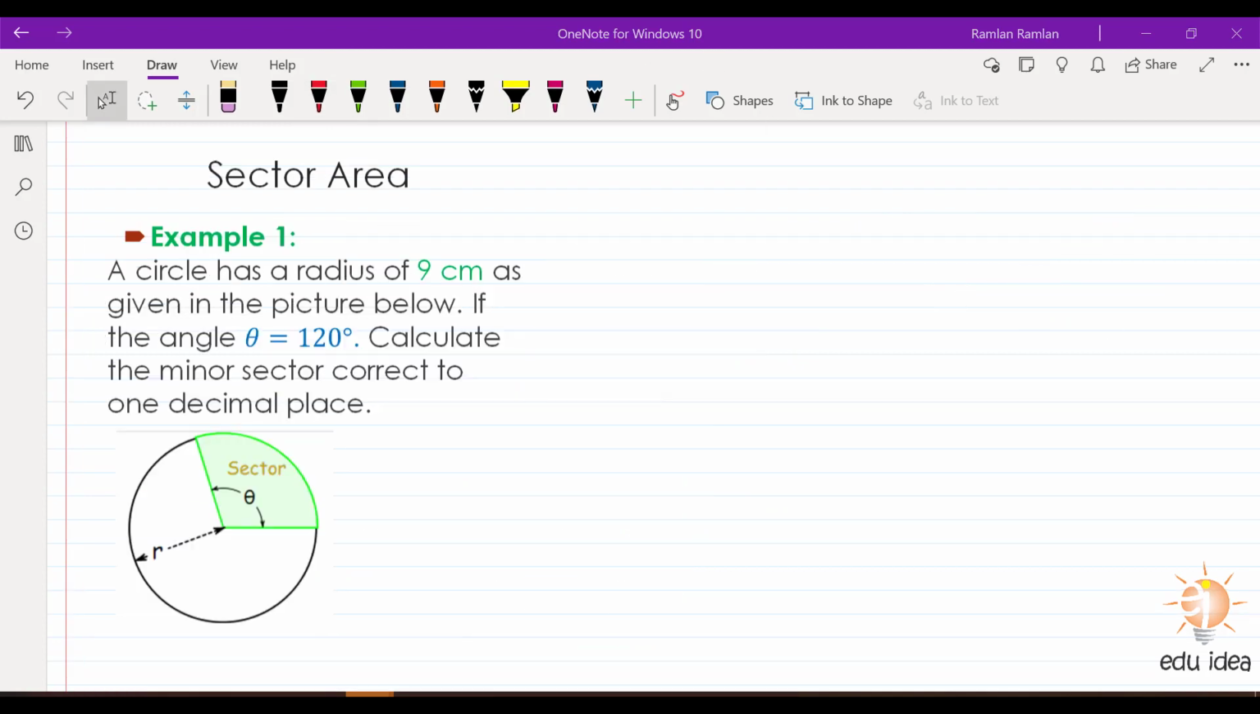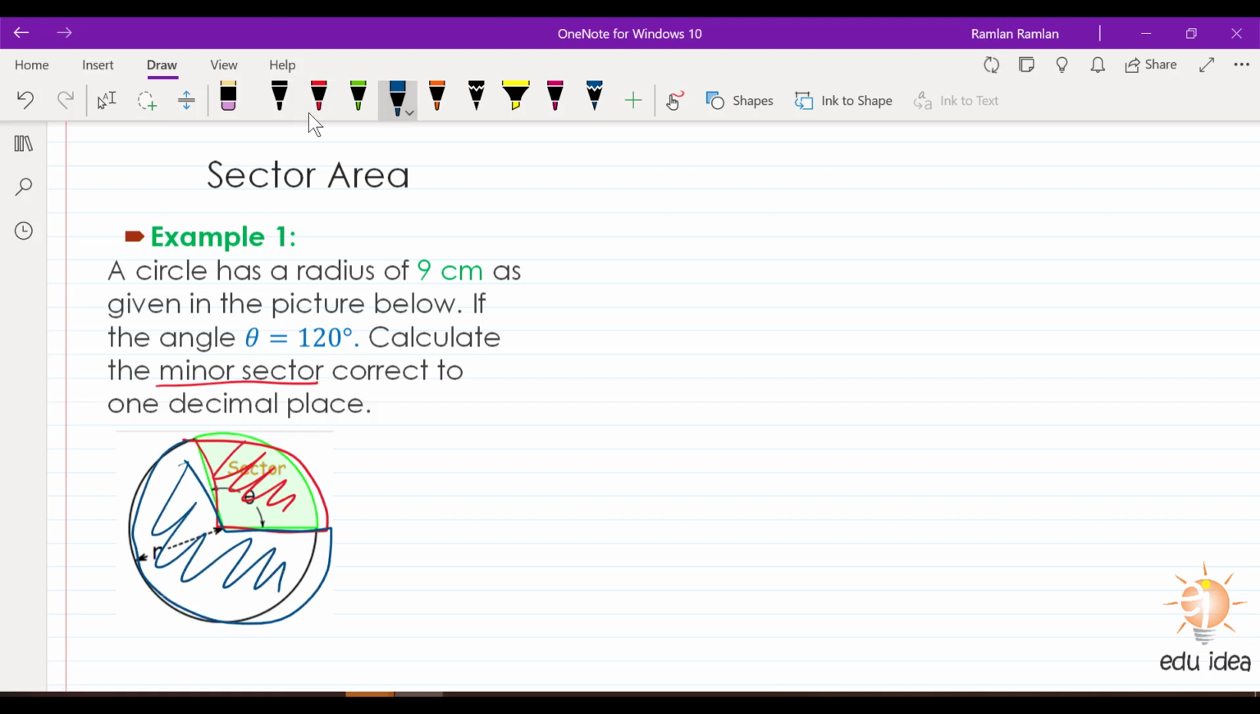Okay, so this is the example. A circle has a radius of 9 centimeters as given in the picture below. If the angle theta is 120 degrees, calculate the minor sector correct to 1 decimal place. Now in here, guys, it is being asked for the minor sector. There are two sectors, this piece and also this one over here, right? So there are two of them.